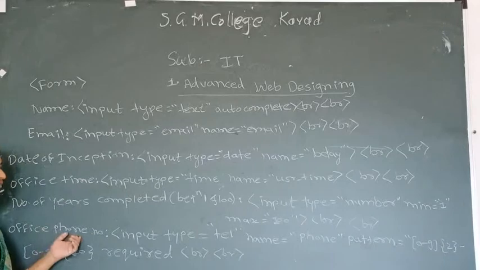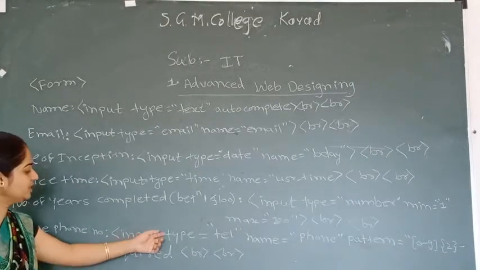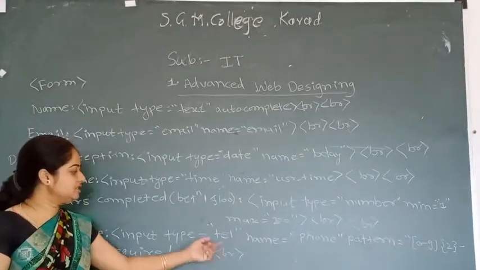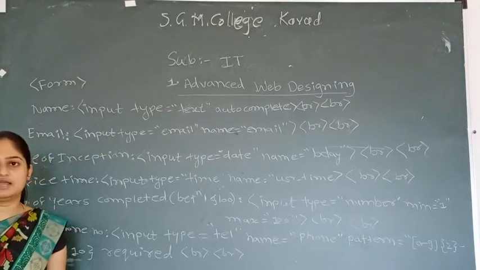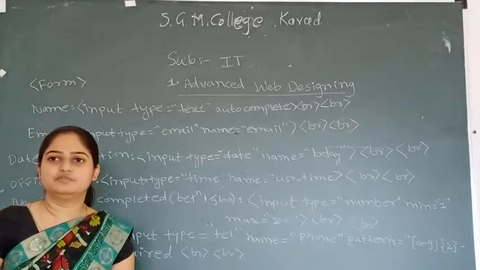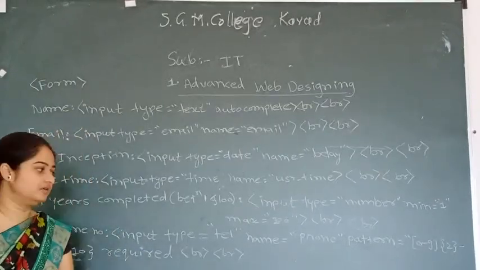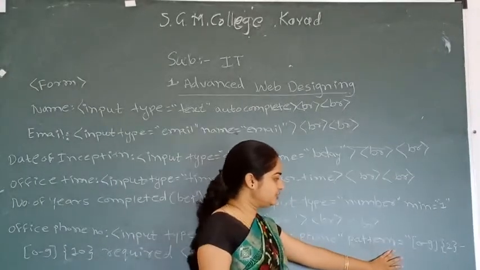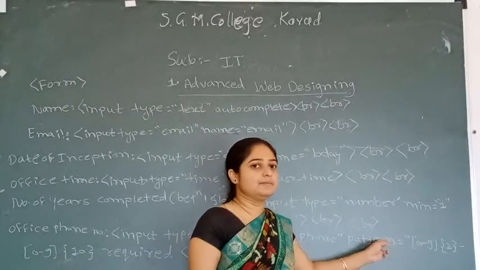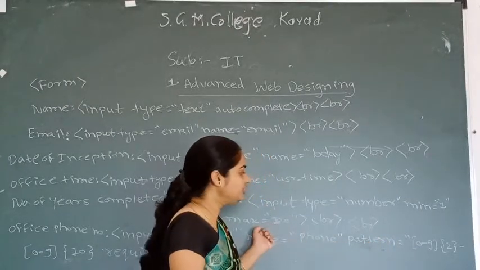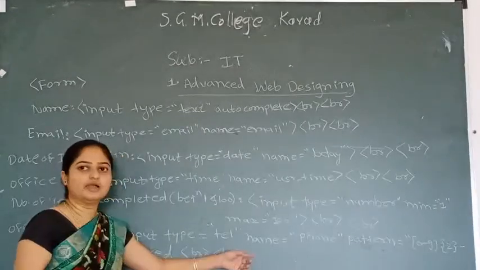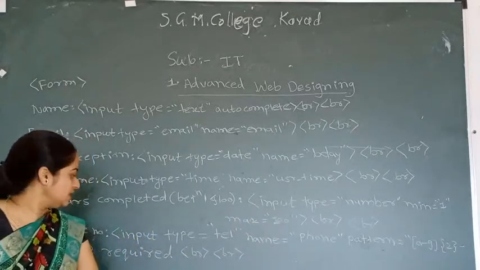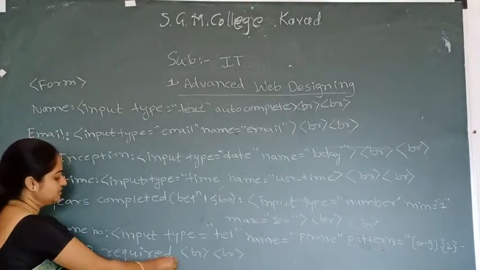Next is office phone number colon. Input tag equal to TEL, means telephone number. This field defines that the input type field contains a telephone number. The name attribute is equal to phone, and pattern is an attribute. We have to specify here the pattern attribute to validate the user input. The required attribute is also used.